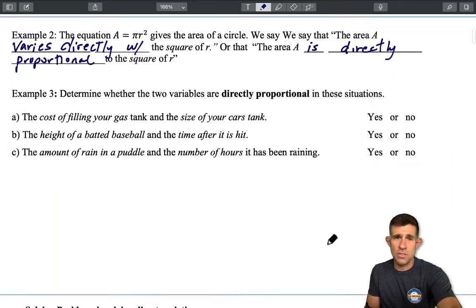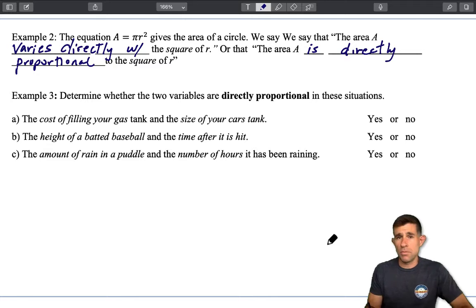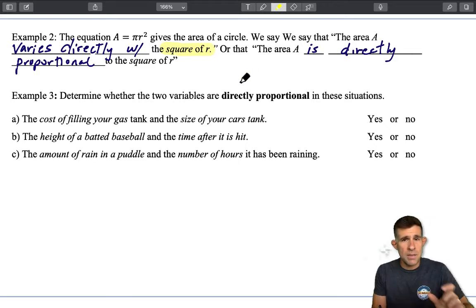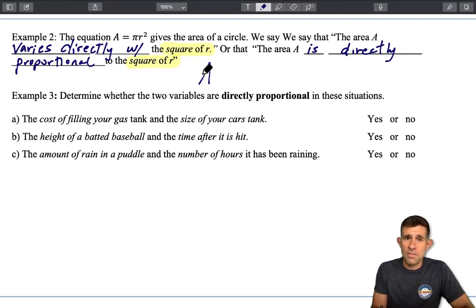All right, in example 2, we're going to take a look at a geometric example, the area of a circle. The equation A equals pi r squared gives the area of a circle. Now, we say that the area A varies directly with the square of r. So now notice the difference. We're squaring that independent variable, the length of our radius. Or we can say A is directly proportional to the square of r. And again here, this is going to give us this formula, A equals our constant of variation times the radius squared.